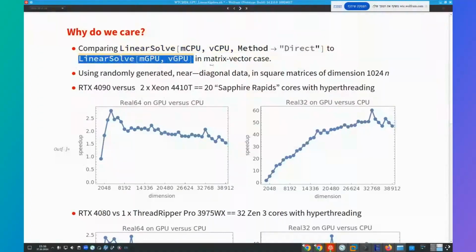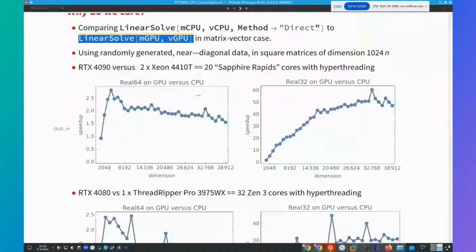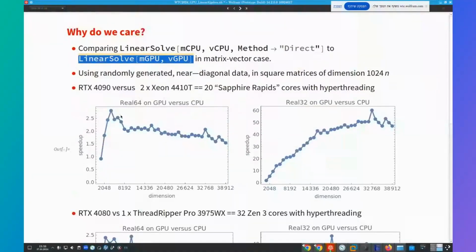I generated random near-diagonal data in square matrices of dimensions which are multiples of 1024, and compared these. One plot shows the speed up you get using real 64 on the GPU versus the CPU, and the other shows real 32. Here I'm using a very high-end card, about $1,500 to $1,600, versus 2 Xeons. These are relatively low-end Xeons, so maybe $1,300 worth of CPUs.